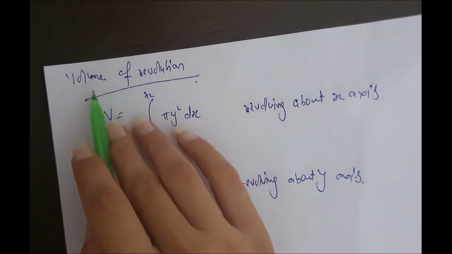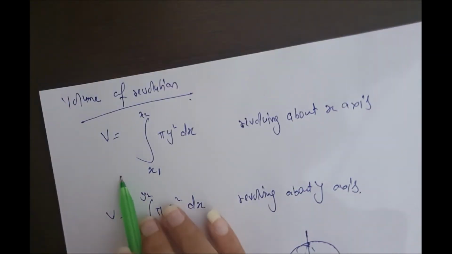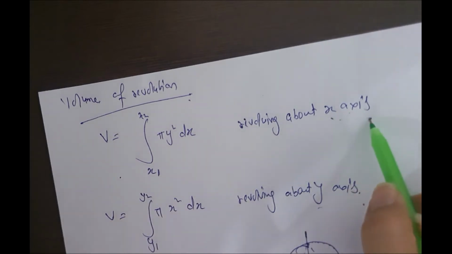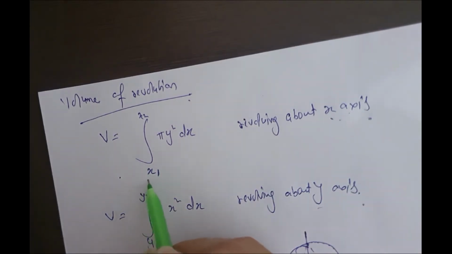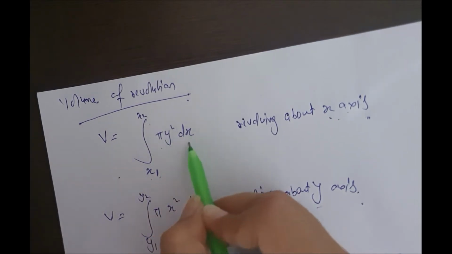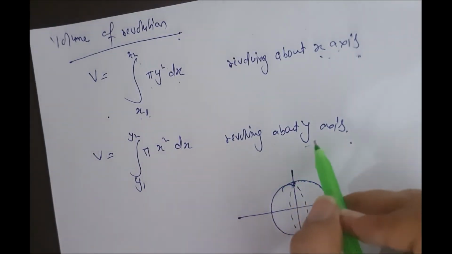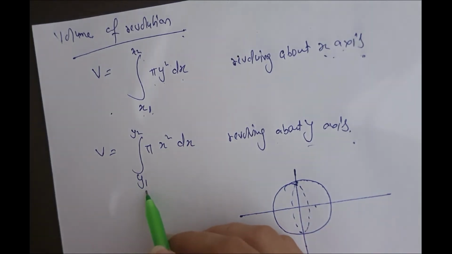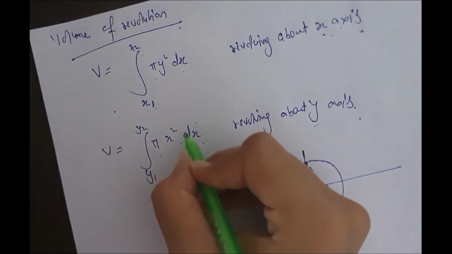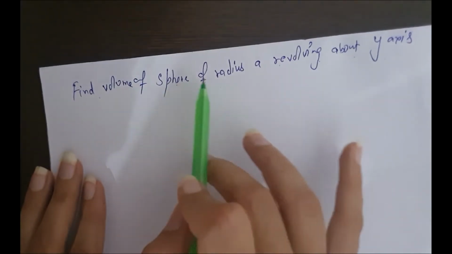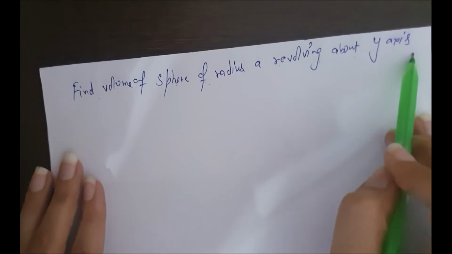Now second topic, volume of revolution. So this is the formula to find volume of revolution. If the surface is revolving about the x-axis, then its volume of revolution will be integration from x1 to x2 of pi y square dx. If it's revolving about the y-axis, then its volume of revolution will be integration from y1 to y2 of pi x square dy. So first question: find the volume of a sphere of radius a revolving about the y-axis.